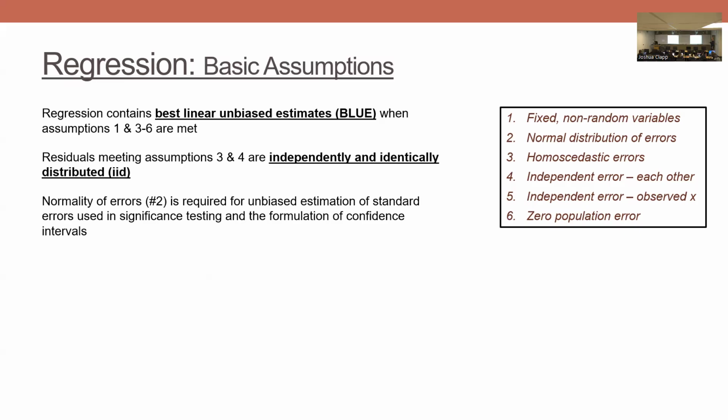Residuals meeting assumptions of homoscedasticity and independence, we refer to these as independently and identically distributed residuals. So the distribution of my residuals looks the same across all levels of prediction, and they're not getting larger or more narrow as we work back and forth. Normality of errors here is required for the unbiased estimation of my standard errors.